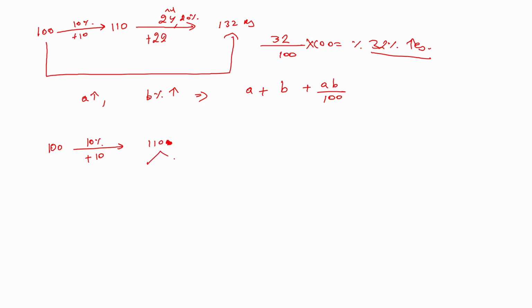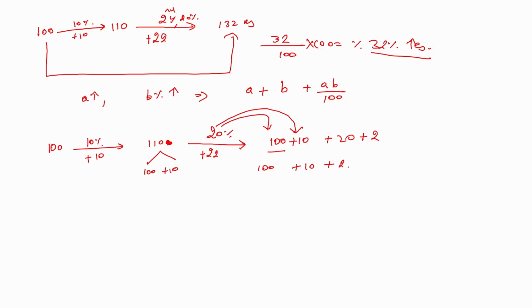This 110 can be written as 100 plus 10. And again this 110 amount is lent out at 20% interest for the second year and it fetched me 22 rupees as interest. So that would amount to 100 plus 10, and 20% of 100 is 20, and again 20% on this 10 is 2. So 100 plus 10 plus 20 plus 2. Overall it would give me 132 rupees.